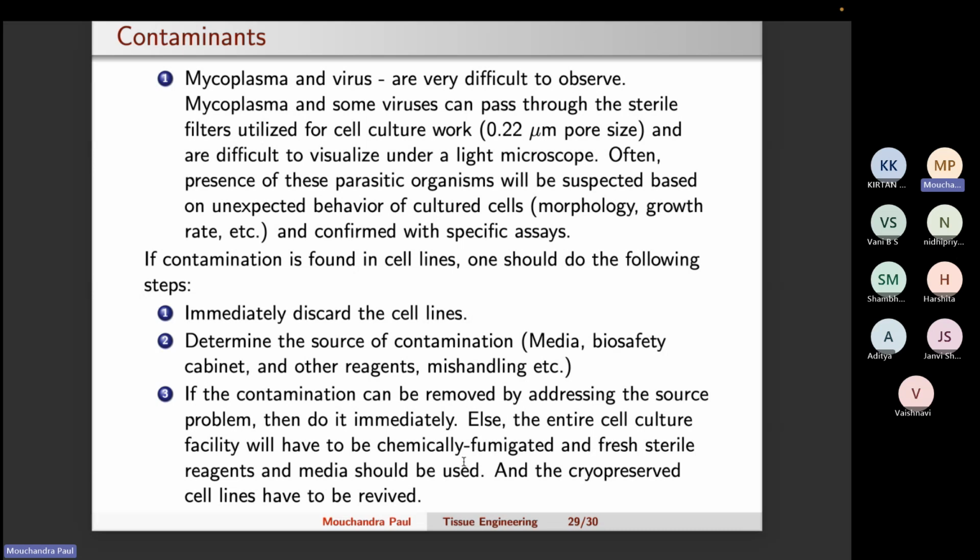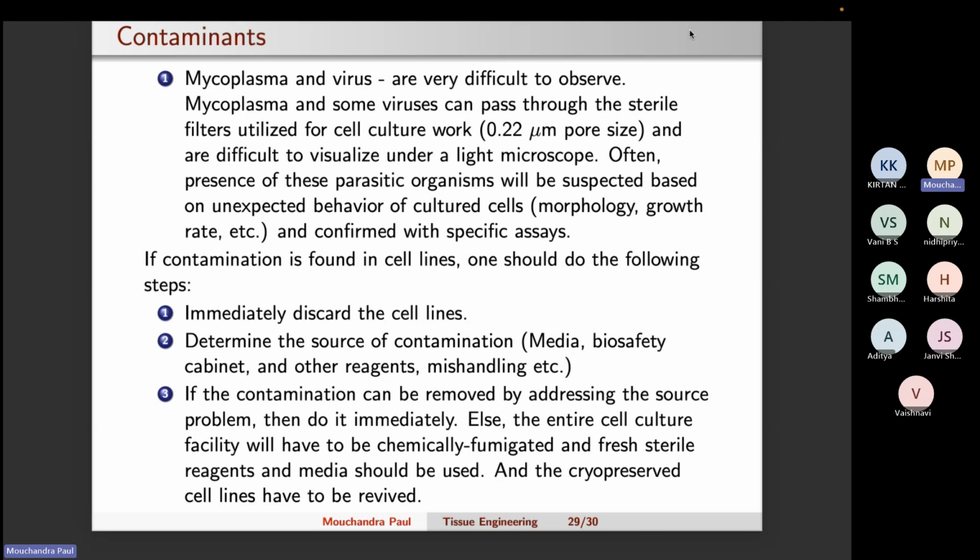They are very hard to catch, and they will gradually show their effect on the cells: the morphology of the cells will start changing, or the growth rate will start changing. So you need special kinds of assays in order to detect whether mycoplasma or viral infection is there or not. So suppose you find contamination in your cell line, what steps should you take?